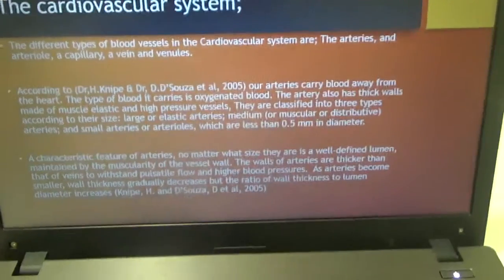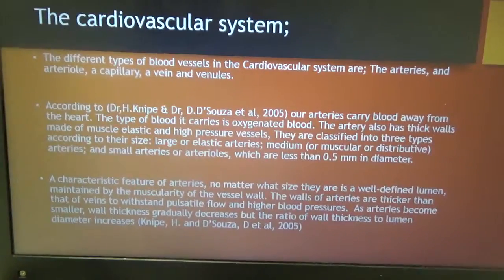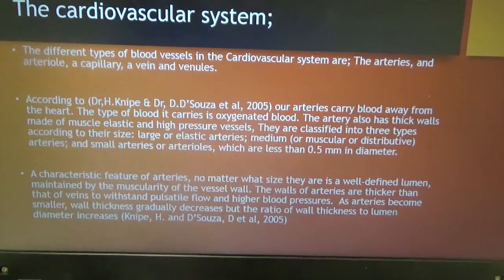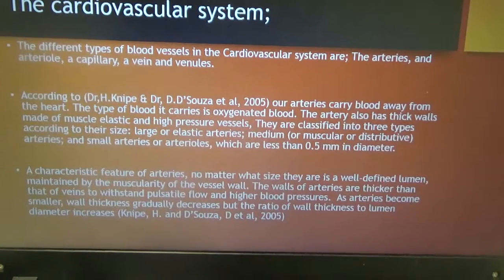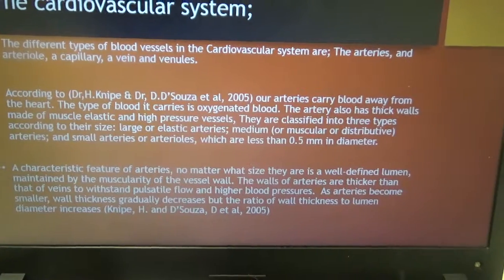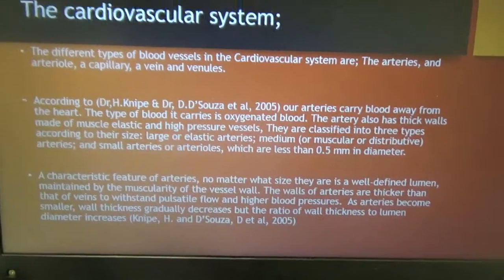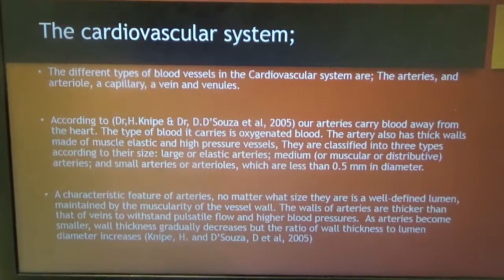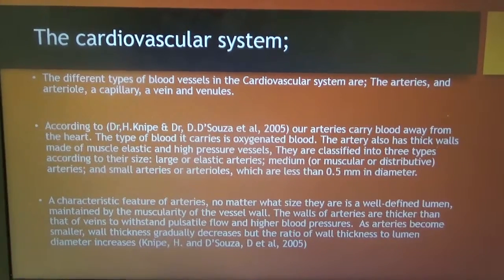According to Dr. H. Knipe and Dr. D'Souza et al. 2005, our arteries carry blood away from the heart. The type of blood it carries is oxygenated blood. The artery also has thick walls made up of muscle and elastic tissue, and they are high pressure vessels. They are classified into three types according to their size.